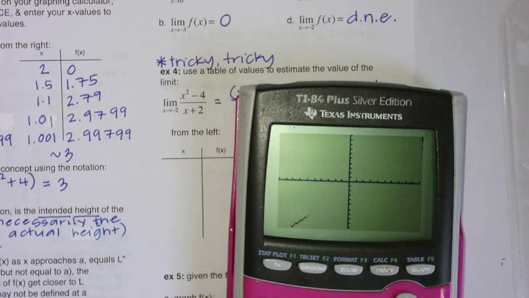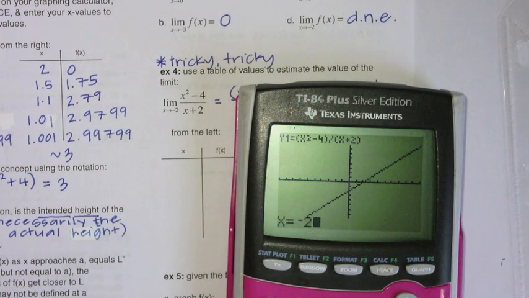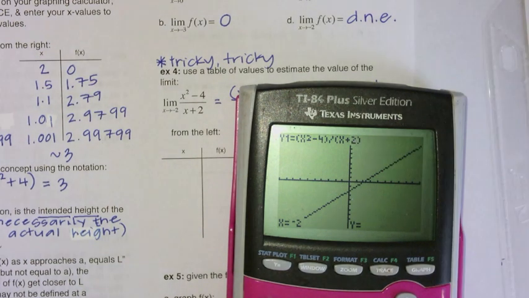So hit graph. Hey, look, there's the line I just graphed. Hit trace, and I want you to hit negative 2. X equals negative 2. What does it tell you y equals? Bam, nothing. Why? Because it can't equal negative 2, because you can't divide by 0 in math, and if I plugged in negative 2 there, that's what I would be doing.